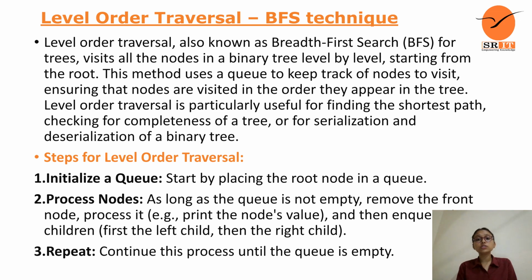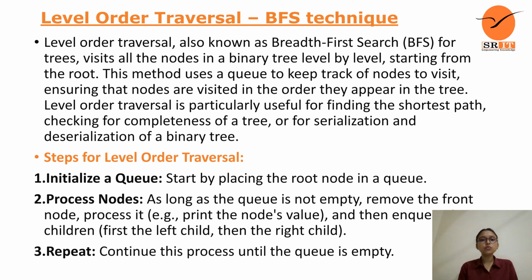Now level order traversal is also known as breadth first search technique for trees. It visits all the nodes in a binary tree level by level, starting from the root. Now this method uses a queue to keep track of nodes to visit, ensuring that nodes are visited in the order they appear in the tree. Level order traversal is particularly useful for finding the shortest path and for checking the completeness of a tree, or for serialization and deserialization of a binary tree.